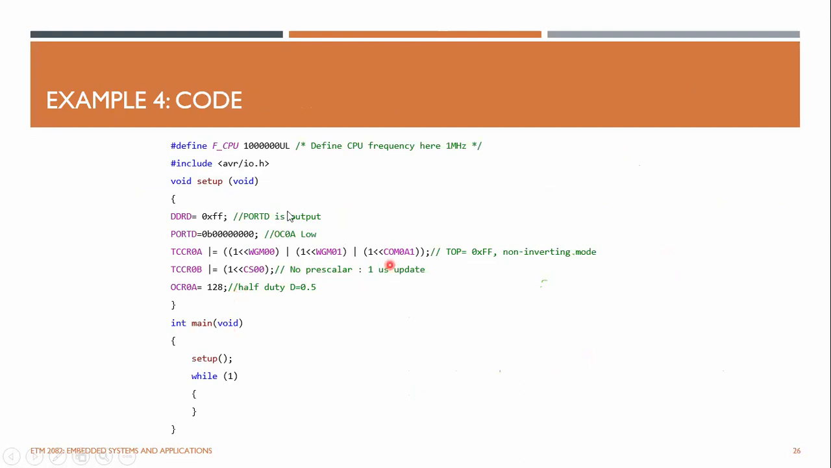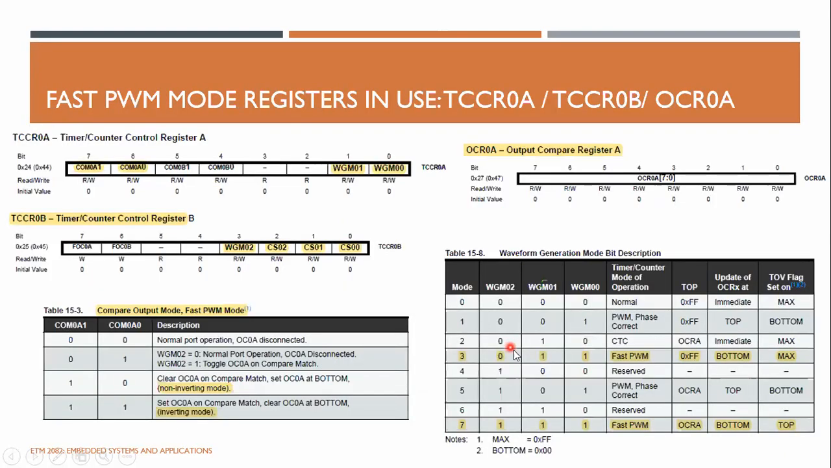Okay, so this is all about fast PWM. If you set this and run that code and copy it to a microcontroller, it will generate that 0.5 duty cycle waveform at the output of this pin.